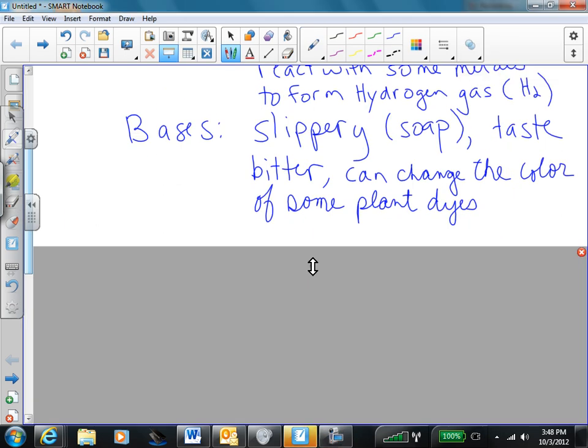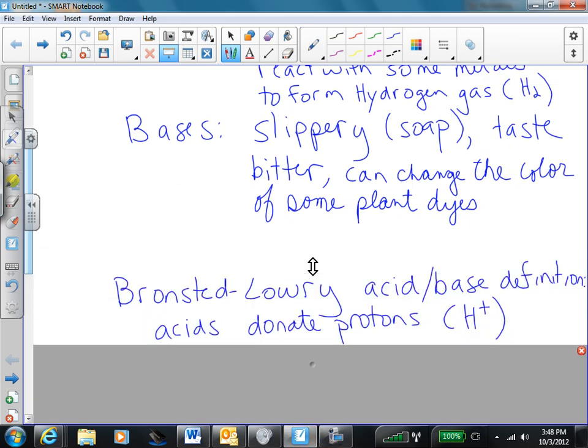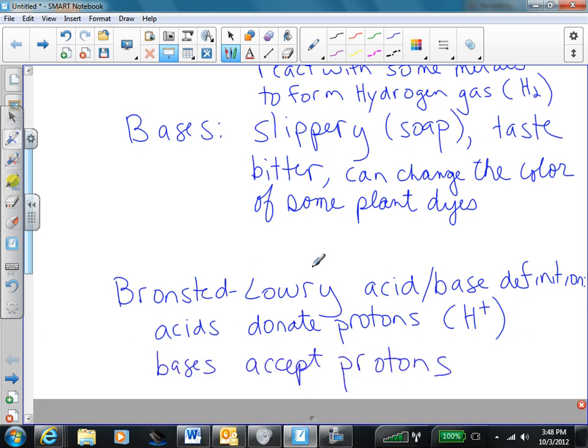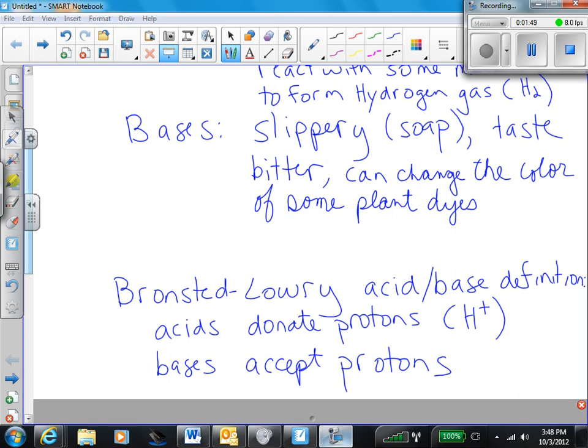All right, now we're going to learn about the Bronsted-Lowry acid-base definition. The definition of an acid in the Bronsted-Lowry definition is that acids donate protons. Bases accept protons. Now a proton is just an H+. If you think about it, hydrogen has one proton and one electron. If you take off the electron, you're left with just a proton, which would be H1+.